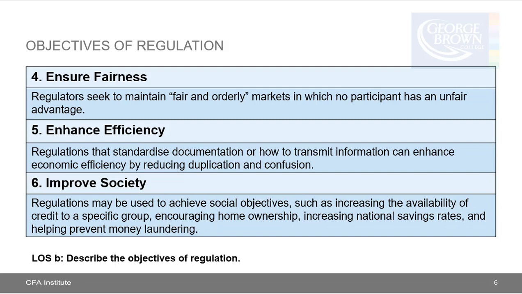Number 4, ensure fairness. Regulators seek to maintain fair and orderly markets in which no participant has an unfair advantage. Number 5, enhance efficiency. Regulations that standardize documentation or how to transmit information can enhance economic efficiency by reducing duplication and confusion. And finally, the 6th objective of regulation is to improve society. Regulations may be used to achieve societal objectives, such as increasing the availability of credit to a specific group, encouraging home ownership, increasing national savings rates, and helping to prevent money laundering. So again, 6 objectives, a bit of a list there. You want to make your list on a flashcard and pick up on some of the key words for each of the objectives.